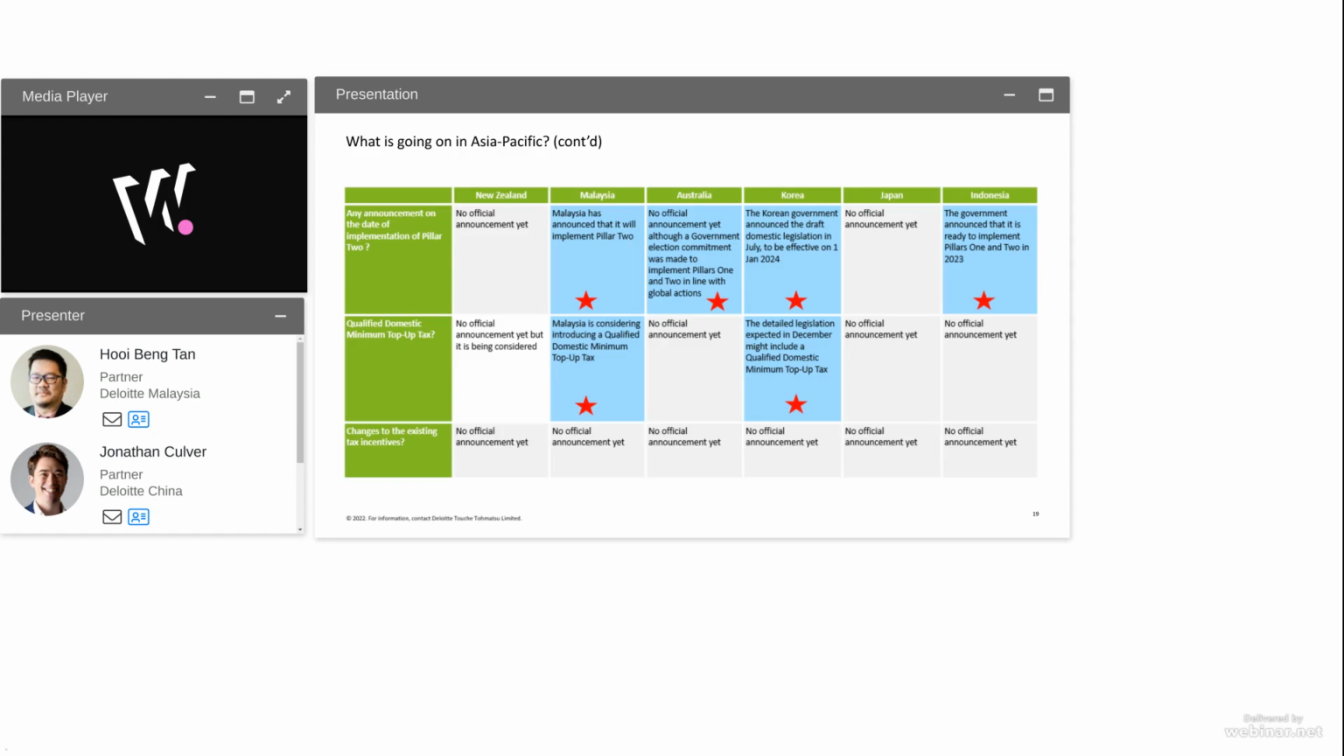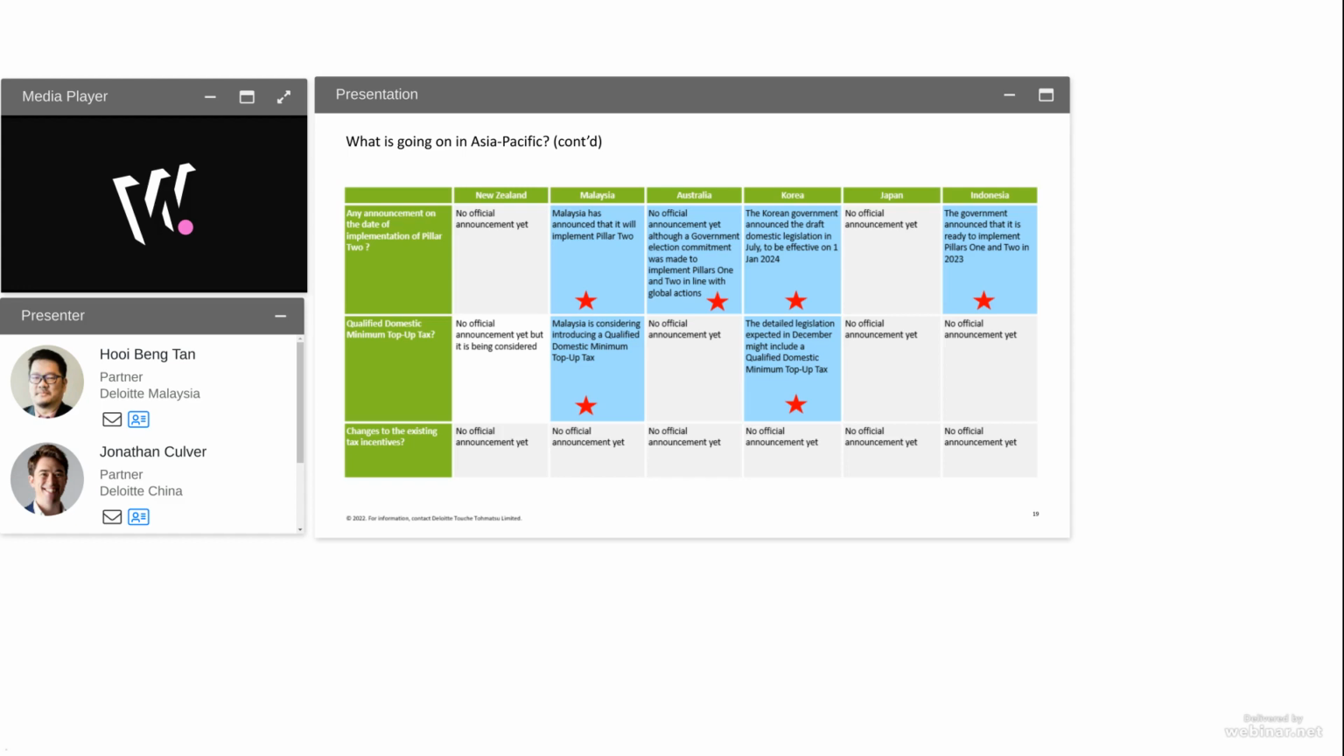We also surveyed New Zealand and a few more countries. For example, New Zealand, no official announcement yet at the moment, but there is some public consultation we'll explain to you shortly. Interestingly, Malaysia, where I'm based, a small country, has announced that it will implement Pillar 2. That's quite a bold statement, isn't it?